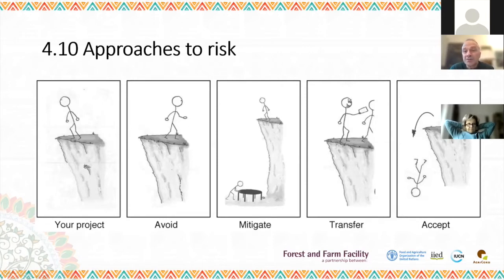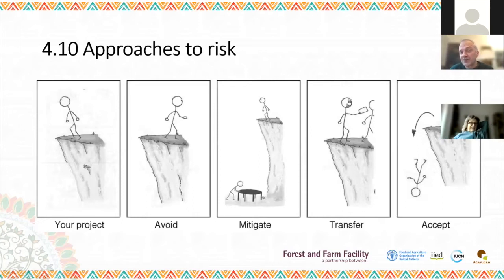Or you can put in place something to mitigate the risk, to reduce the risk. You can see the little man's putting in place a trampoline, I think, a net. So you can do things that reduce the risk. You can get support from experts to explain to you how to meet the legal standards for a product, for example.